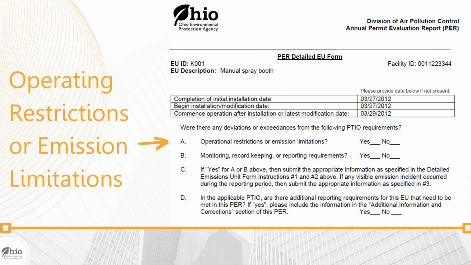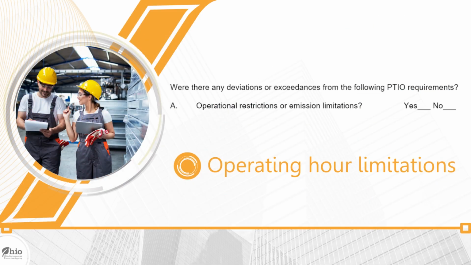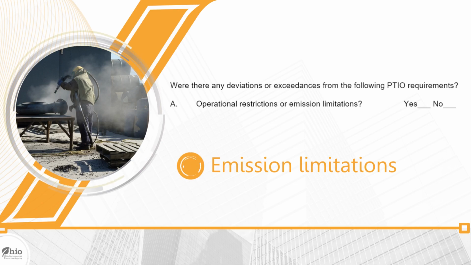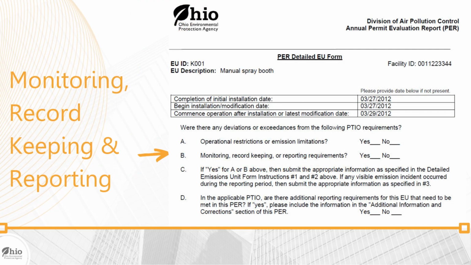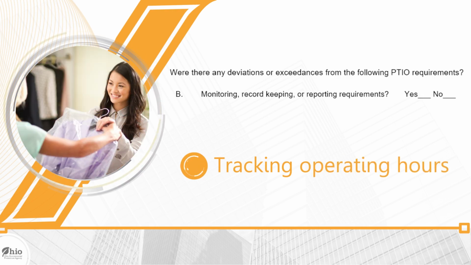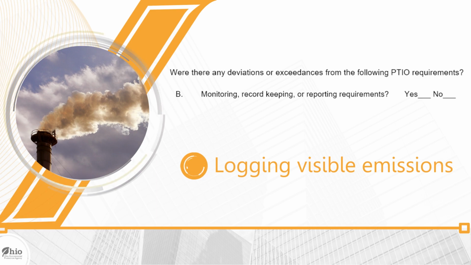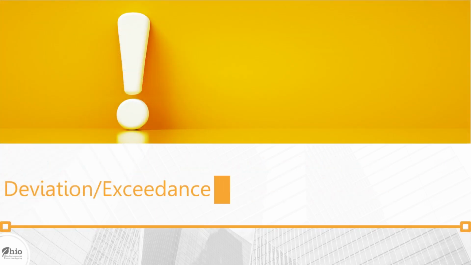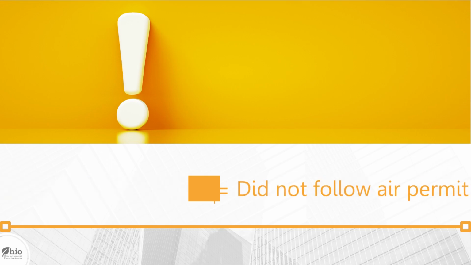Question A refers to deviations from operational restrictions. These are things like permit limits on operating hours, material limits, and emission limitations. Question B refers to deviations from any monitoring, record keeping, and reporting that's required in your permit. This can include things such as tracking your coating use, tracking your operating hours, or logging any visible emission or baghouse pressure deviation incidents. Remember that the questions are asked in the negative.